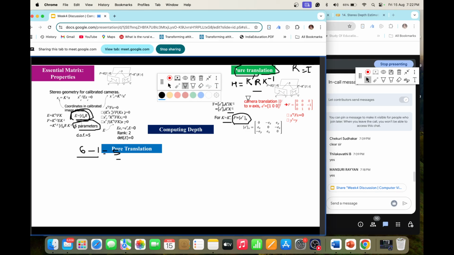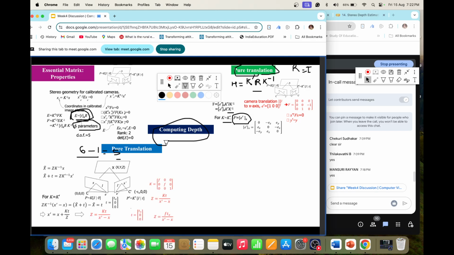Now there is one major thing, that is computing depth. In order to compute the depth, there are two cases. One is regarding this pure translation. Pure translation means here you have no r, rather you have I, because there is no rotation. So you have the first camera matrix p as k I 0, and the second camera matrix that should be k dash r t, but as it is a case of pure translation, you have k dash I t.